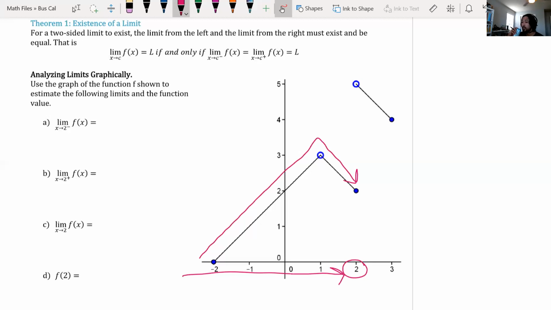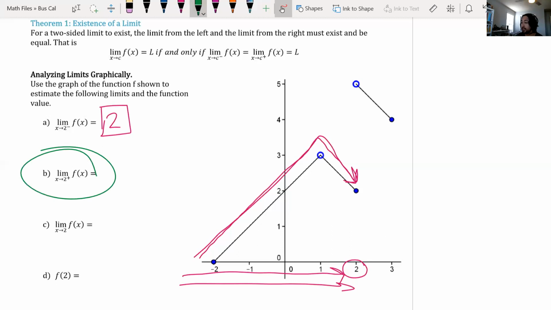Two. Good. Again, it's kind of like you're tracing your x and y's at the same time. So again, as x gets closer to 2, y is getting closer and closer to 2. So for the first answer, the limit from the left at 2 is going to be the y value of 2.